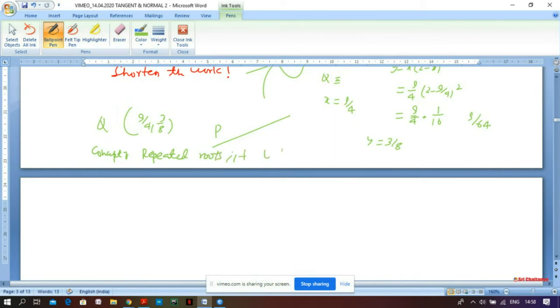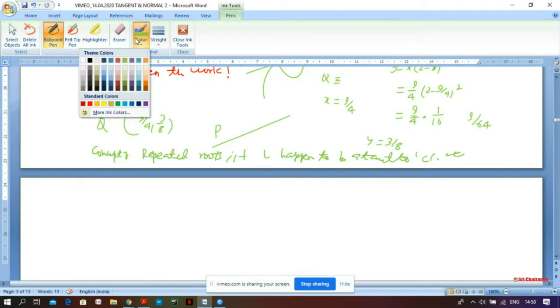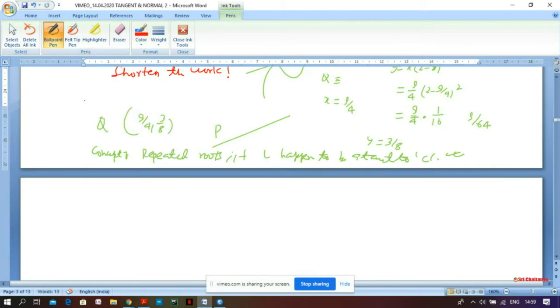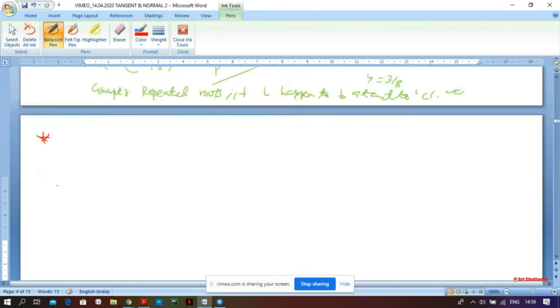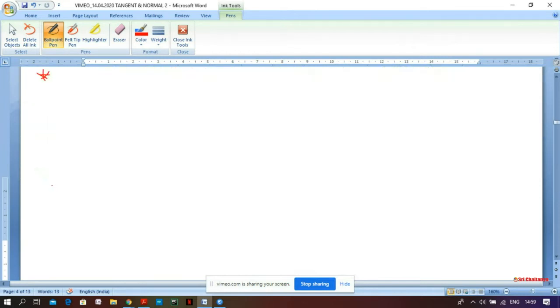If L happens to be a tangent to C, then corresponding x is repeated, and so we are able to finish this problem. Let's take another problem. Let's take another one with some different kind of concept.